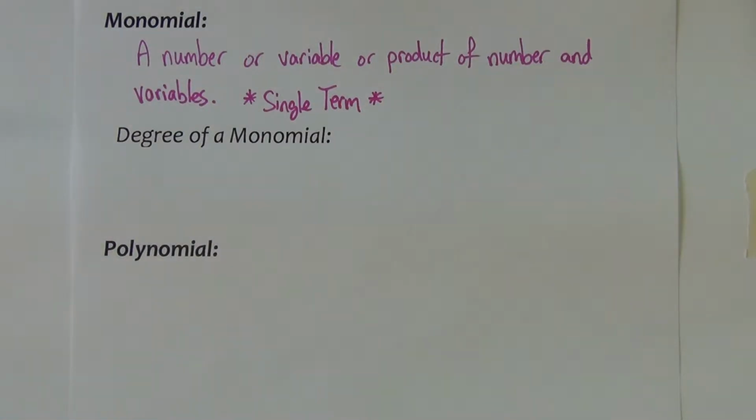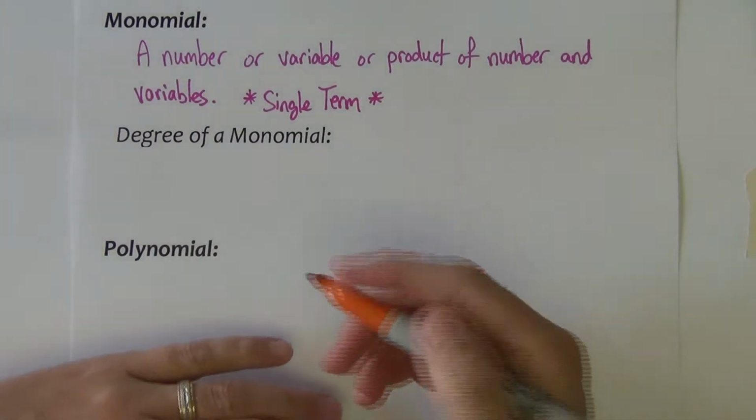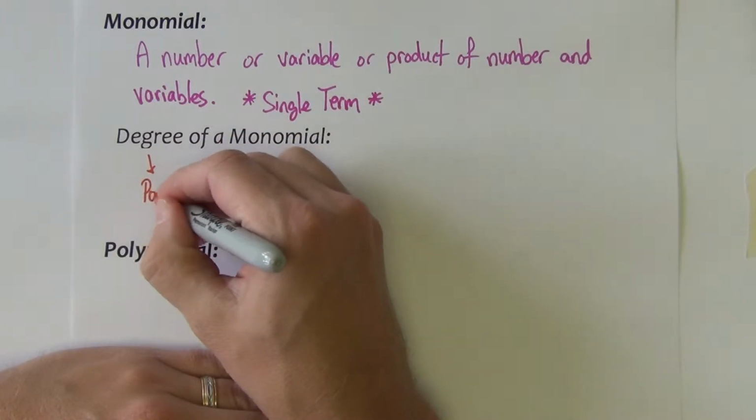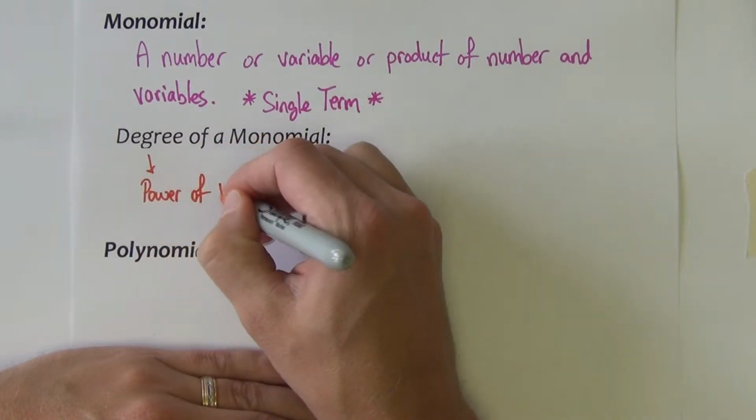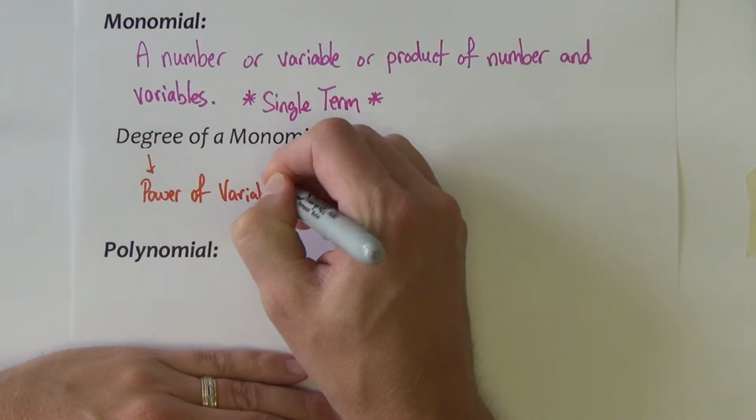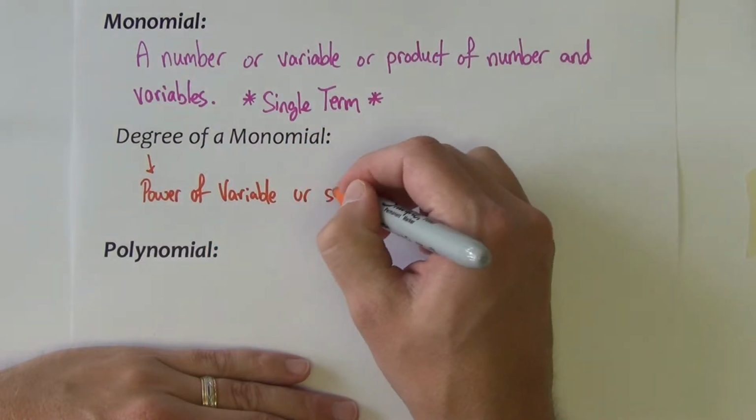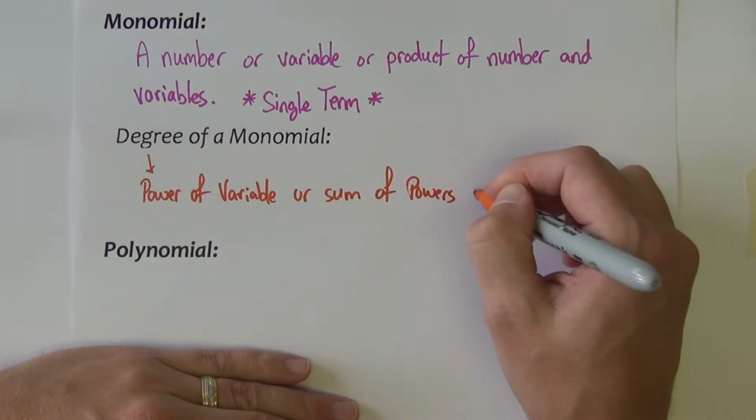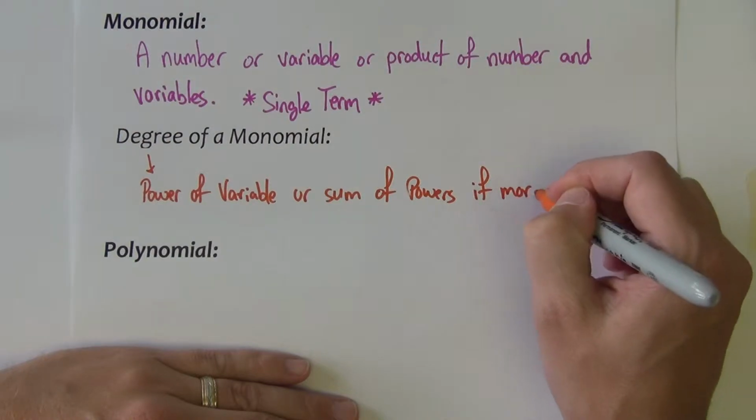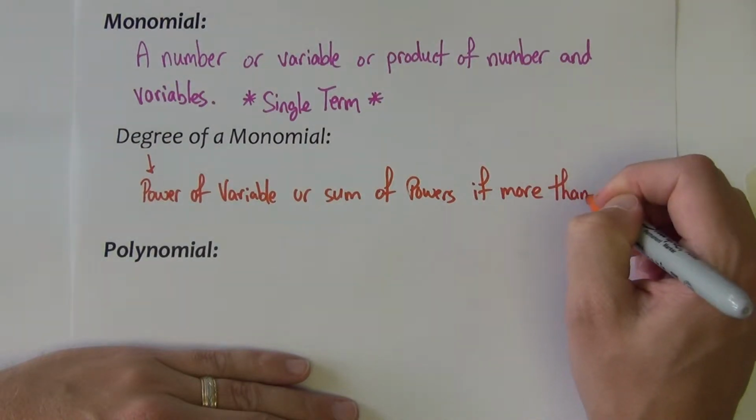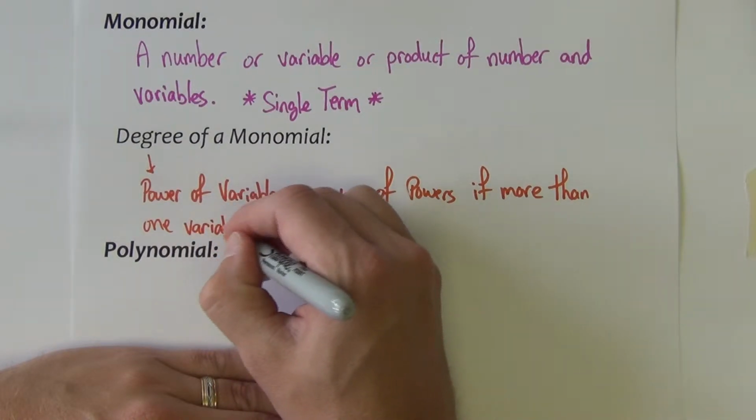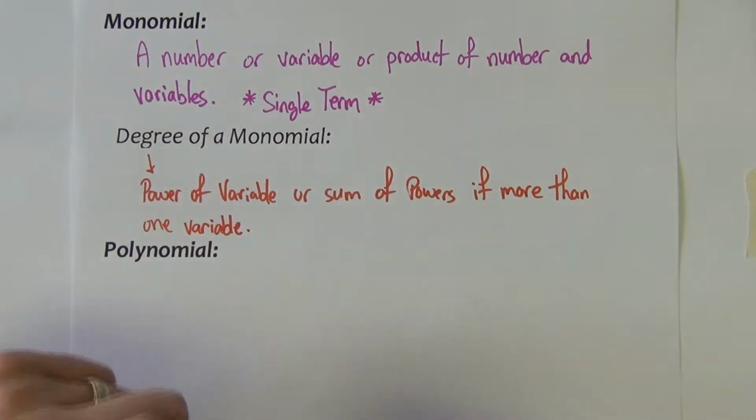Now we talk a lot in this section about degree. Degree of polynomials, degree of monomials. The degree of a monomial is the power of the variable, or the sum of powers if more than one variable.